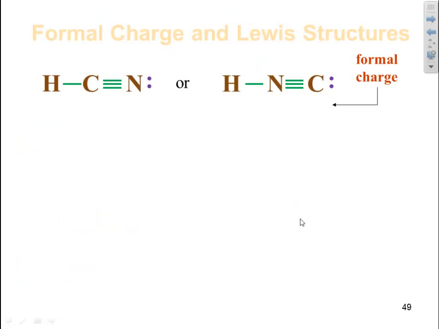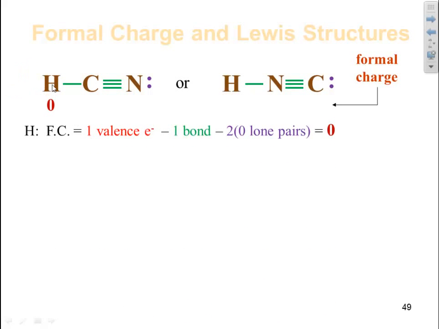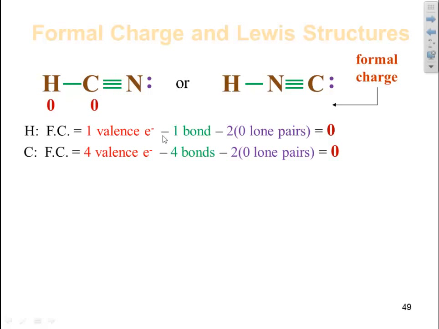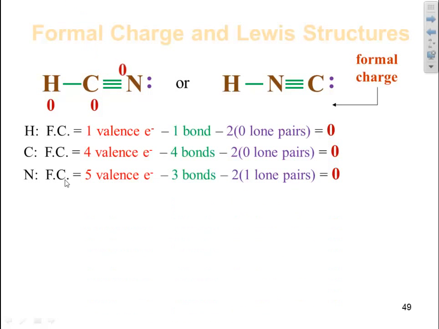Let's look at our example. So let's calculate the formal charge of each one of these. So let's look at the first hydrogen. We know that it has one valence electron. It has one bond, no lone pairs. So therefore 1 minus 1 minus 0 for the lone pairs equals 0. Carbon, 4 valence electrons. It has 1, 2, 3, 4 bonds, no lone pairs. 4 minus 4 is 0. Nitrogen. It has 5 valence electrons. It has 1, 2, 3 bonds. It has 1 lone pair. So 5 minus 3 minus 2 times 1 gives me 0.